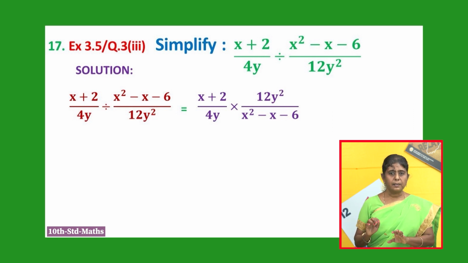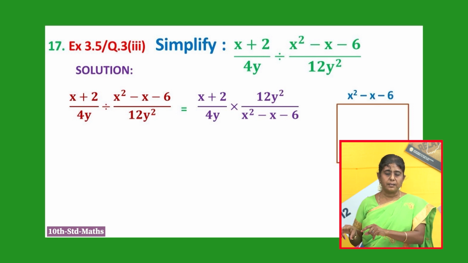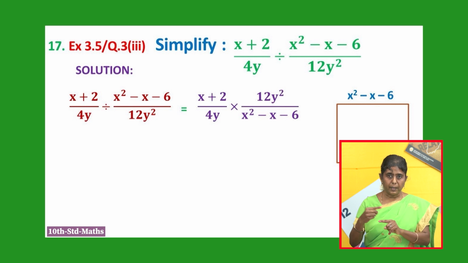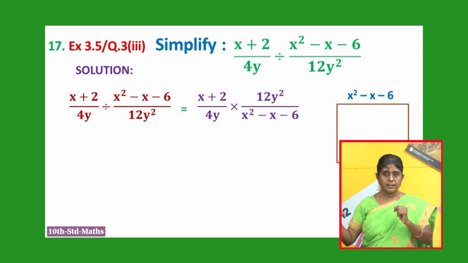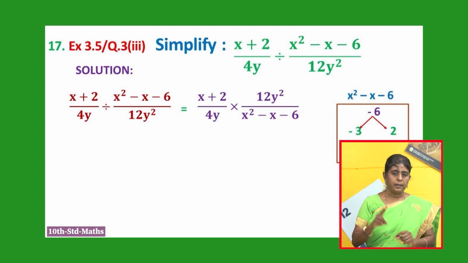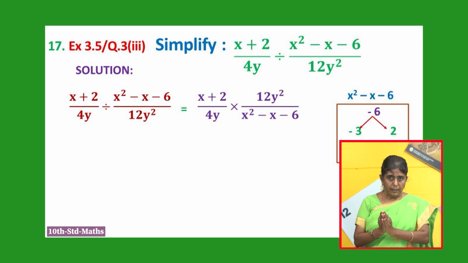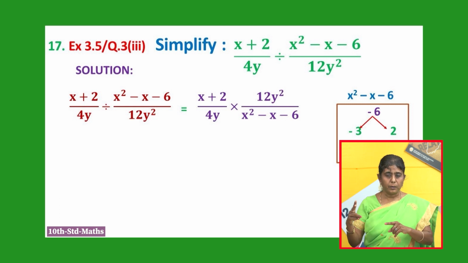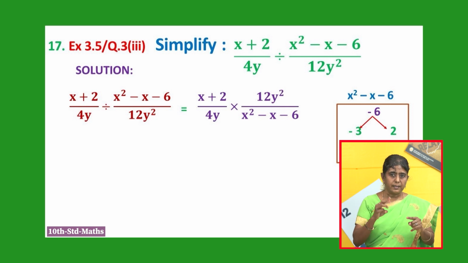So only that x squared minus x minus 6 we have to factorize. That x squared minus x minus 6 has the last number minus 6 and minus x in the middle. So we have to find two numbers to factorize. Now what are the two numbers we can select? The middle number is minus 1, the last number is minus 6, so the only choice is minus 3 and 2. So minus 3 plus 2 is minus 1, minus 3 into 2 is minus 6, so the factors you have to take are (x minus 3) and (x plus 2).